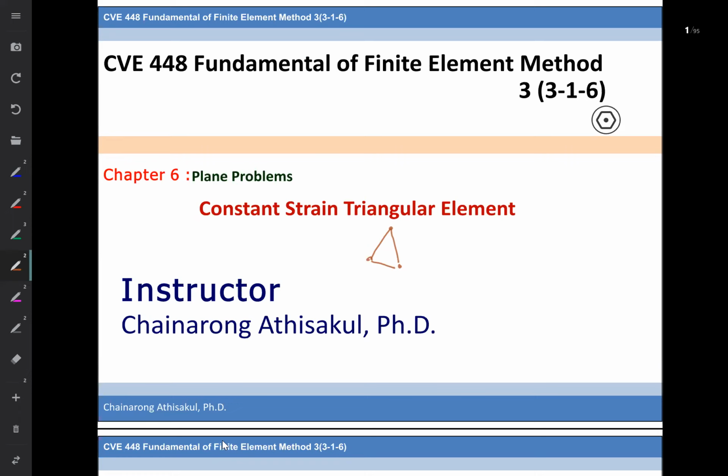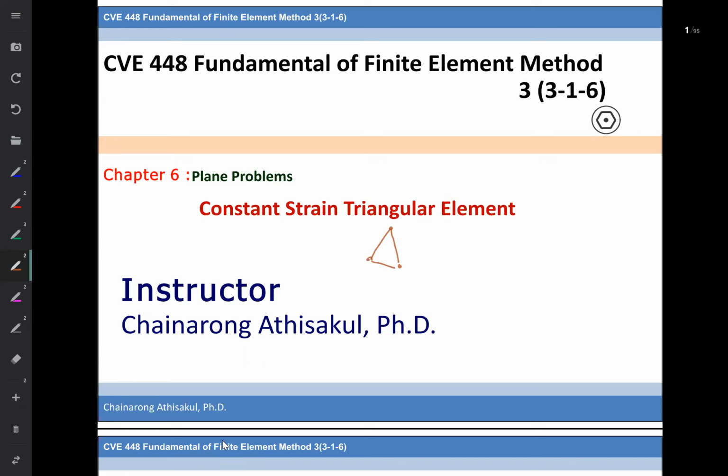If you understand the constant strain triangular element, the basics of this type, then for another type it is the same procedure, but you will see that the element size is bigger than this. For that case, we will not focus in detail on that.